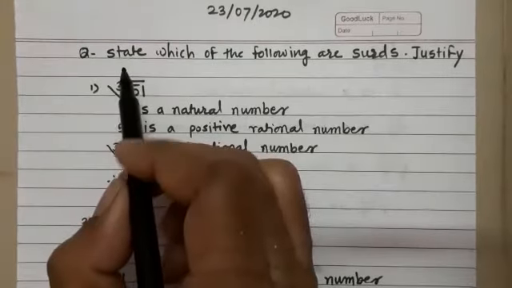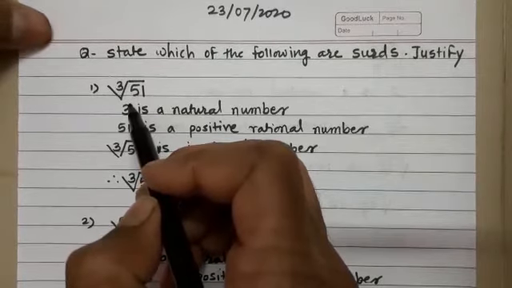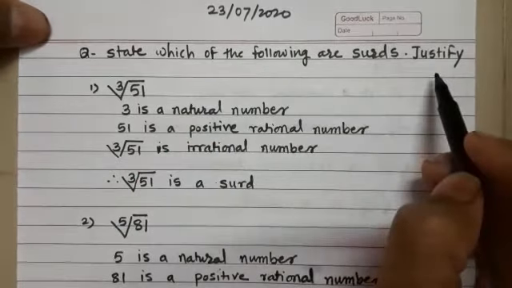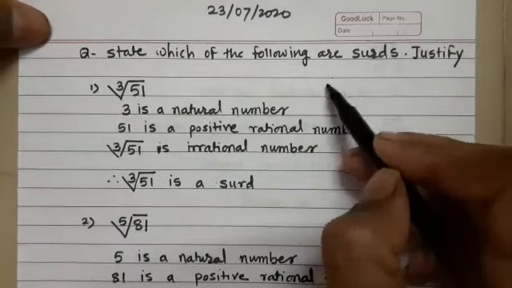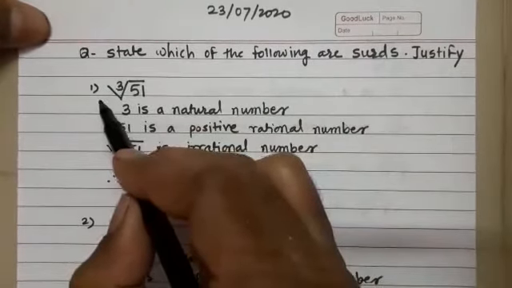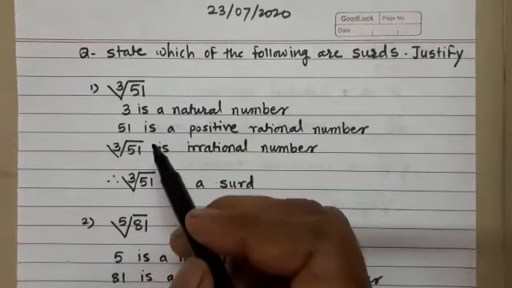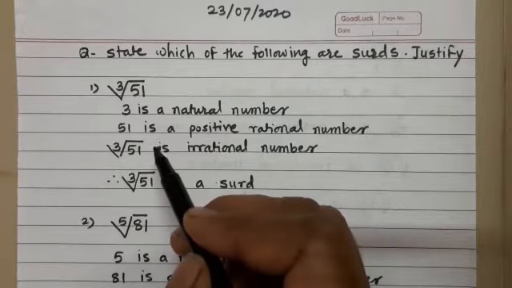Here is the question. State which of the following are surds. Justify the answer. Justify means we have to give the reason why these are surds and why these are not the surds. First example, cube root of 51. Yesterday we have seen the definition, and according to the definition, we are checking the three conditions.